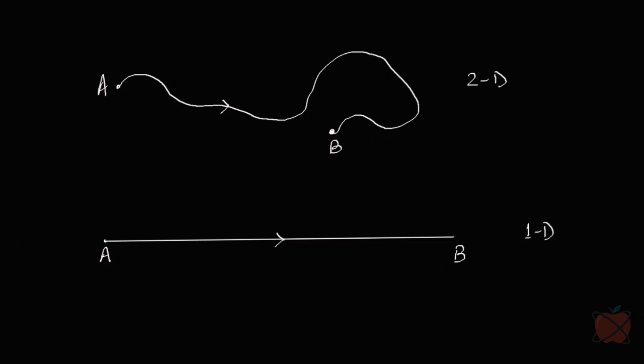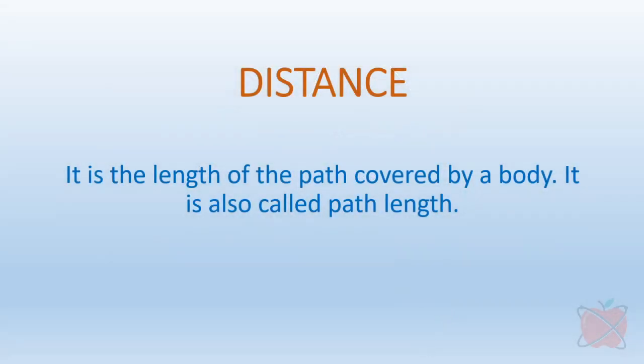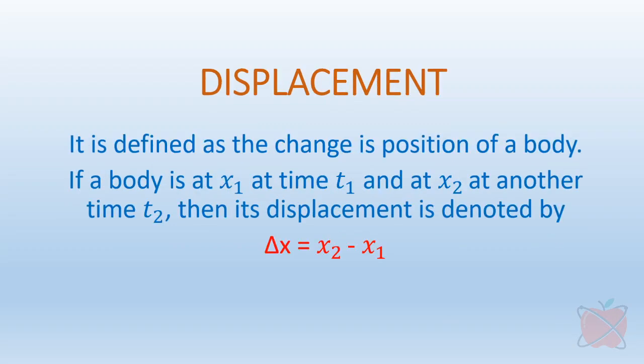Our next definition that we will discuss is the displacement. What is a displacement? Displacement is defined as the change in position of a body. If a body is at x1 at the time t1 and at x2 at another time t2, then its displacement is denoted by delta x, which is equal to x2 minus x1.